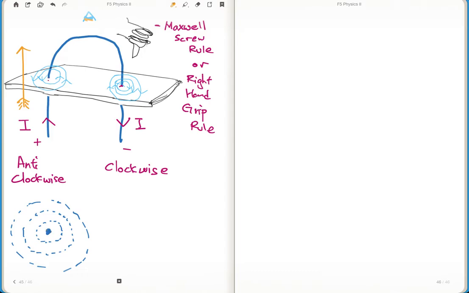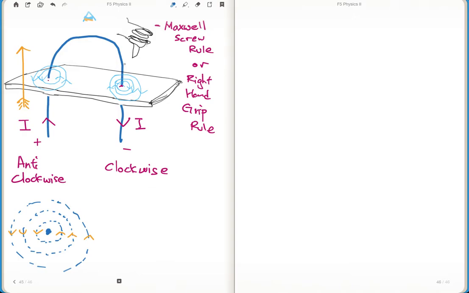So right-hand grip rule or Maxwell's rule, what do you see? The direction would be anti-clockwise. That would be this, go down, upwards. Okay? You are supposed to know how to draw this because it will normally come out.